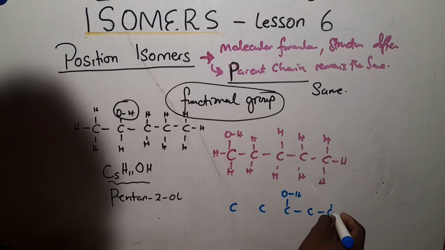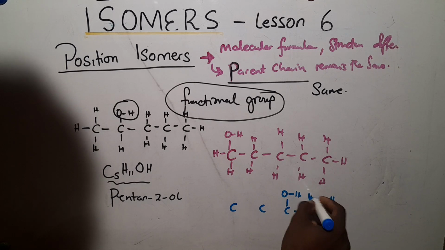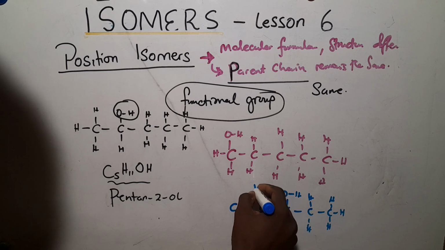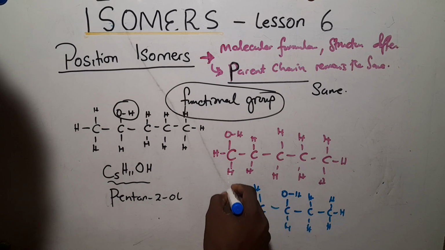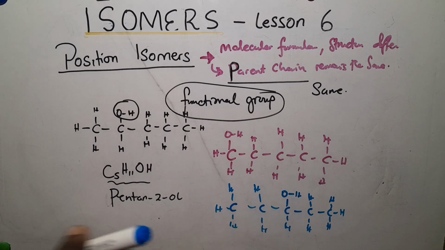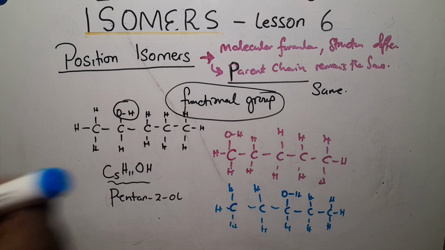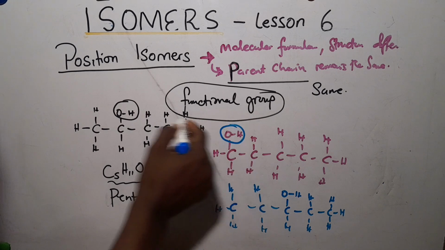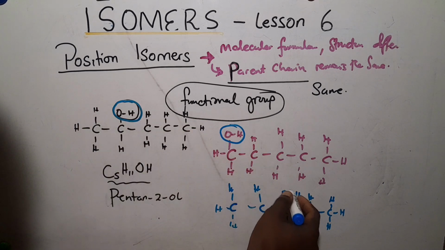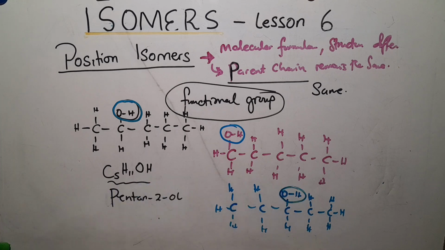So when a situation like this happens, these are position isomers. Can you get what is happening here? The position of the functional group is the one that moved. It moved from carbon number 2 to carbon number 1 to carbon number 3. So also the names of these will become different.